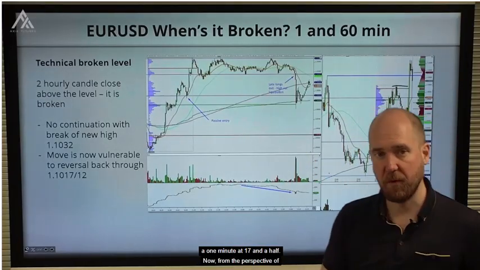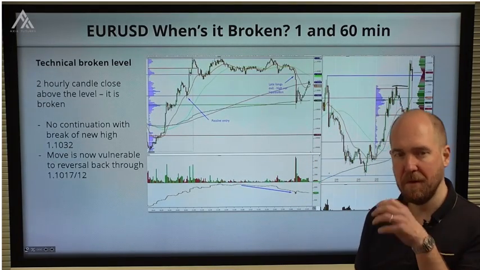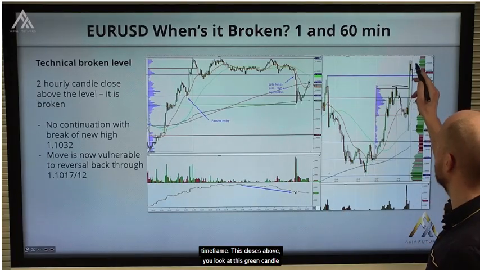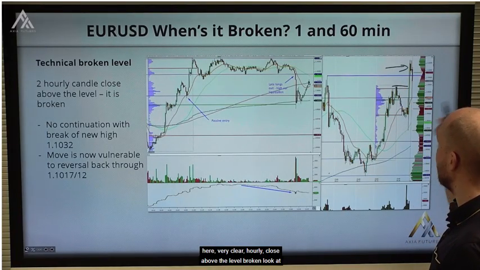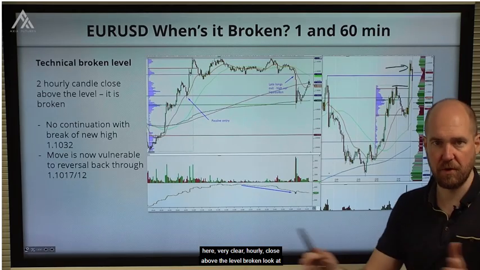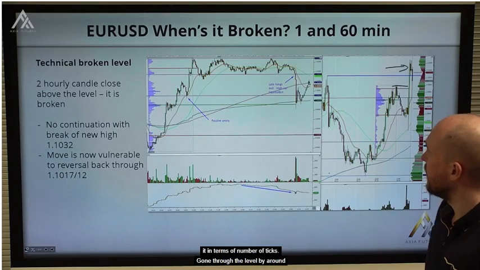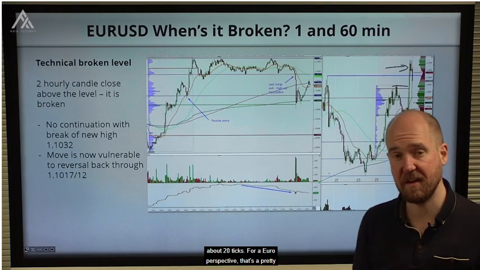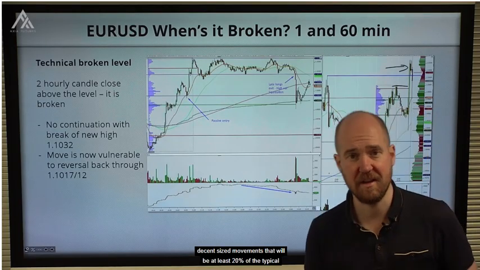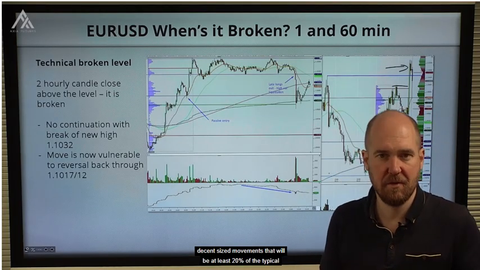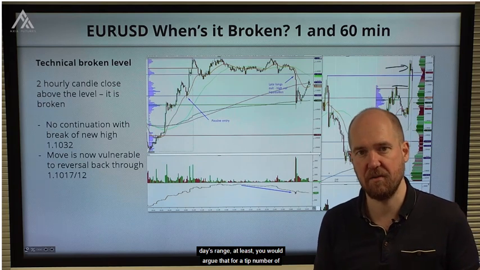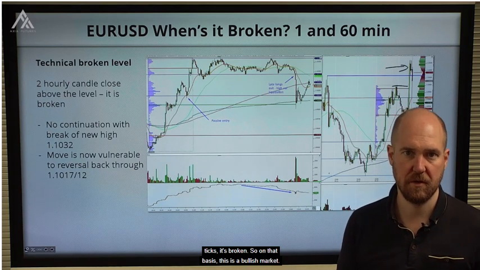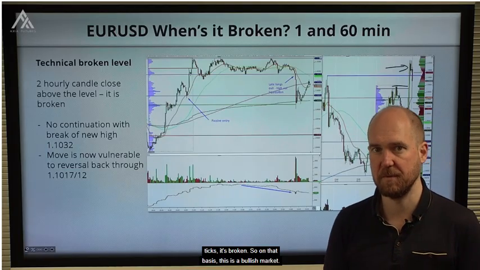Now, from the perspective of the hourly time frame, this closes above. You look at this green candle here, a very clear hourly close above the level. Broken. Look at it in terms of number of ticks. Gone through the level by around 20 ticks. From a euro perspective, that's a pretty decent sized movement. That would be at least 20% of a typical day's range. You would argue that from a number of ticks, it's broken. So on that basis, this is a bullish market.